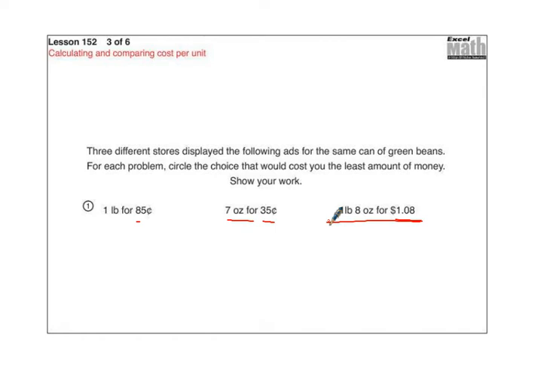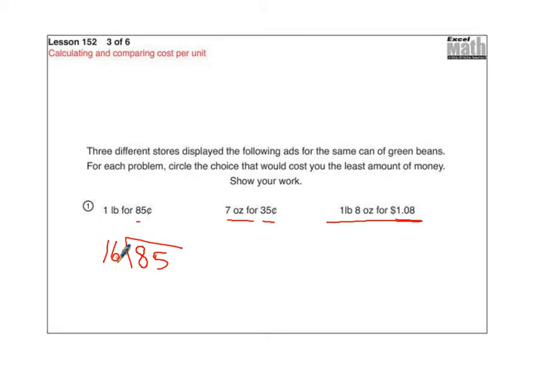So what am I going to do on this first one to figure out how much it costs per ounce? Help me out, everybody. Come on. What am I going to do? Divide by 16. Okay, so what's the division problem? Come on. 85 divided by 16. Hey, good. We got 1 participant that's with me there. Thank you, Haley. 85 divided by 16.